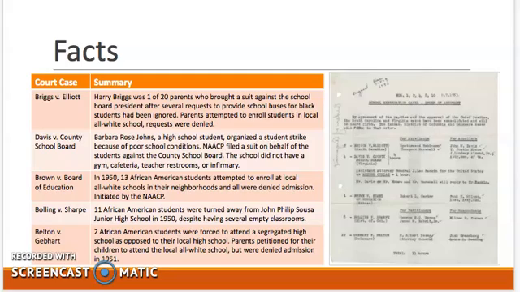In Bowling versus Sharp, there were 11 African American students who were turned away from the John Philip Sousa Junior High School in 1950, despite the school having several empty and available classrooms. Then Belton versus Gebhardt, there were 2 African American students who were forced to attend a segregated high school as opposed to their local high school. Parents petitioned for their children to attend the local all-white school, and again, they were denied admission in 1951.